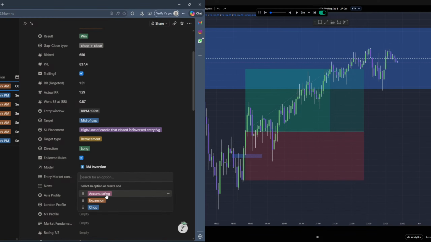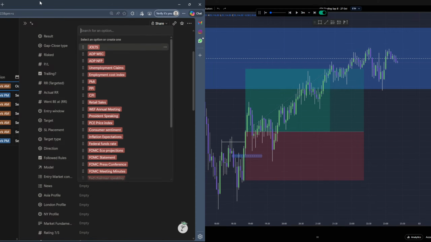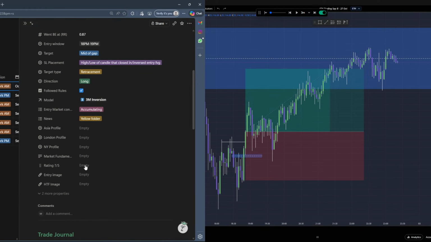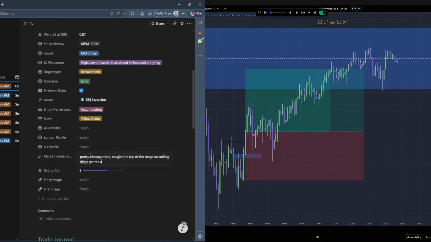Accumulated a bit before the inverse. Then news. We had a yellow folder news. Nothing else. I rate this 3 out of 5. Pretty choppy trade. Caught the top of the range, so trailing didn't get me anything.